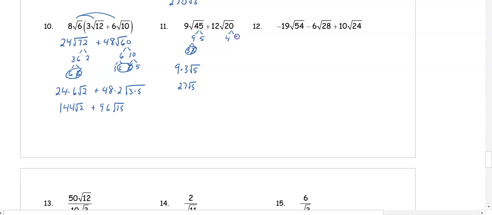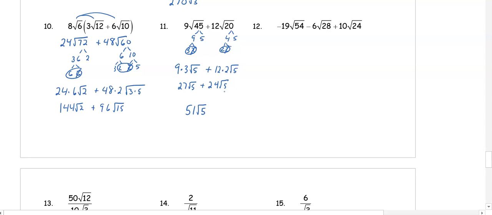For the 20, that breaks to 4 and 5. 4 gives us a pair of 2's. So we have plus 12 times 2 root 5, which gets us 24 root 5. Notice that they have the same roots, so they're allowed to combine together. So we're going to add our coefficients of 27 and 24. So we get 51 root 5. The number under the root does not change when we are combining them together.